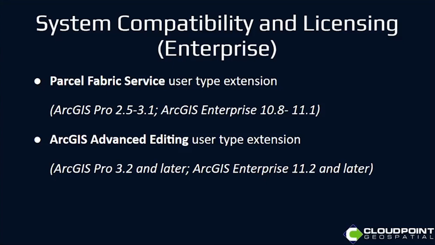When you get to Pro 3.2 and later, and Enterprise 11.2 and later, that user type extension is going to be going over to an ArcGIS Advanced Editing extension, which not only includes Parcel Fabric, but it includes the utility network. And there's one more that's escaping me right now, but it encompasses more than just the Parcel Fabric for that advanced editing user type. Okay, it is the trace network also included with those other two.